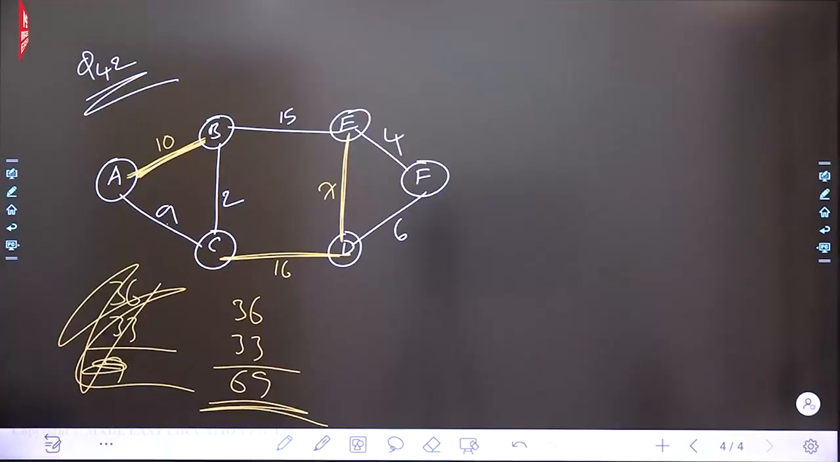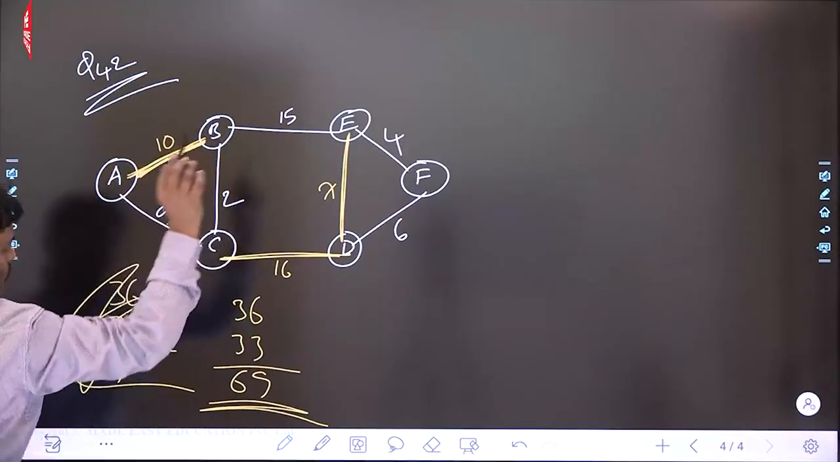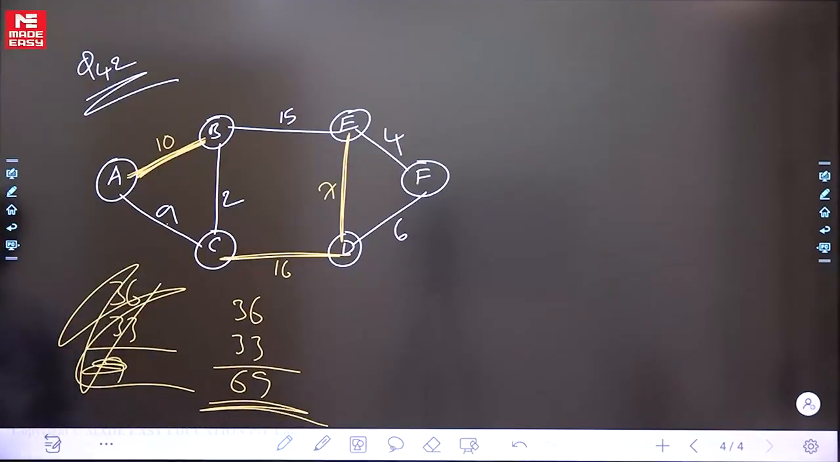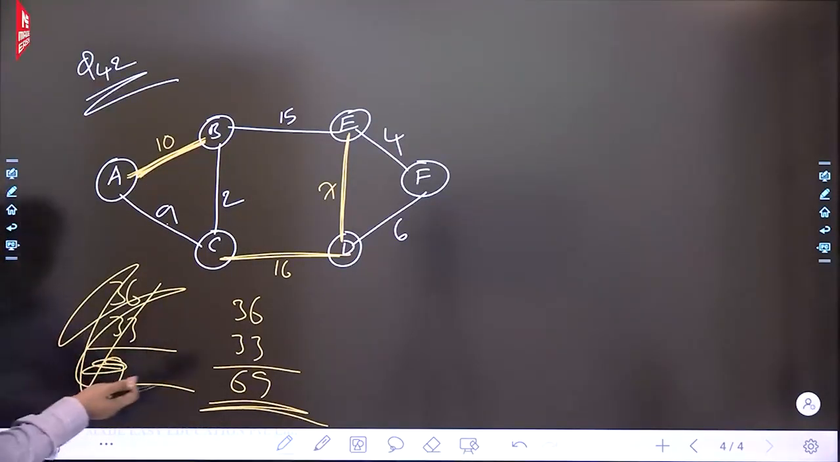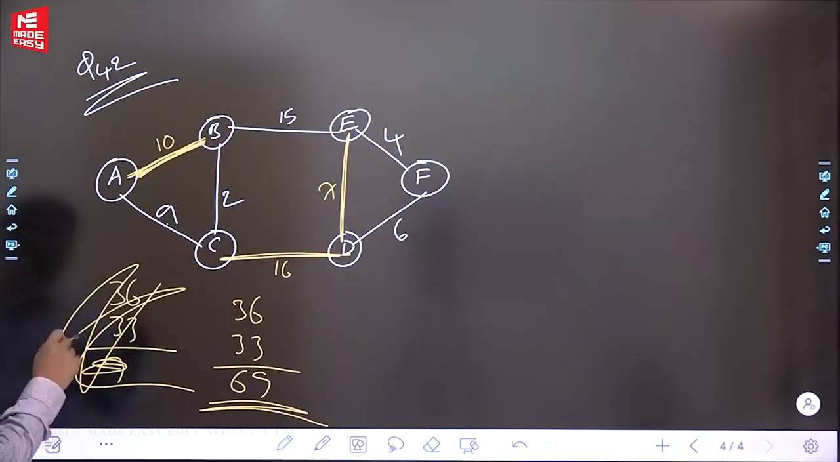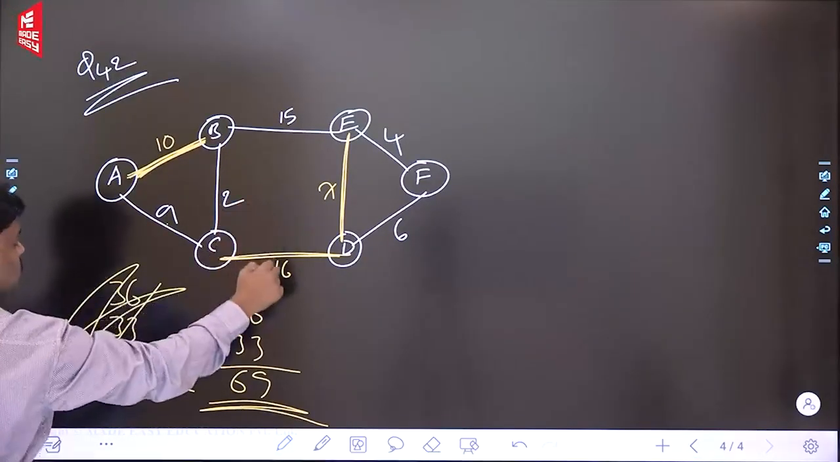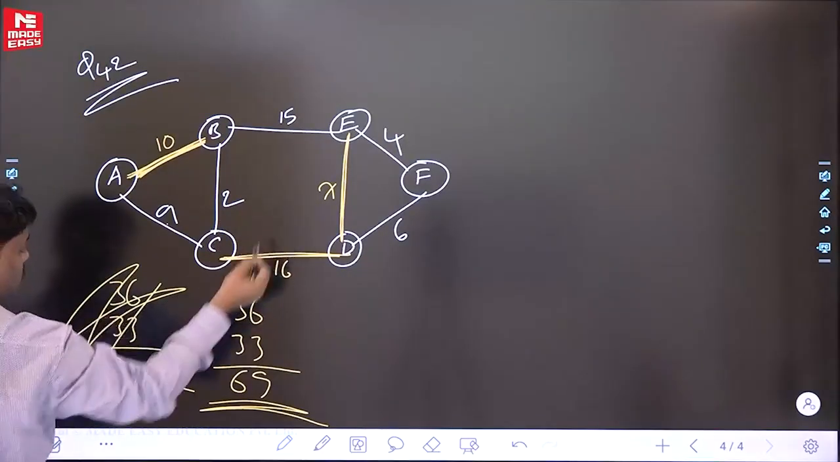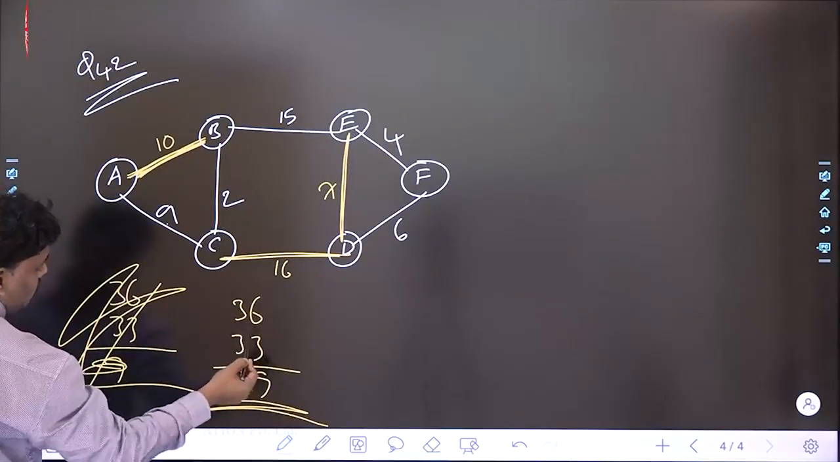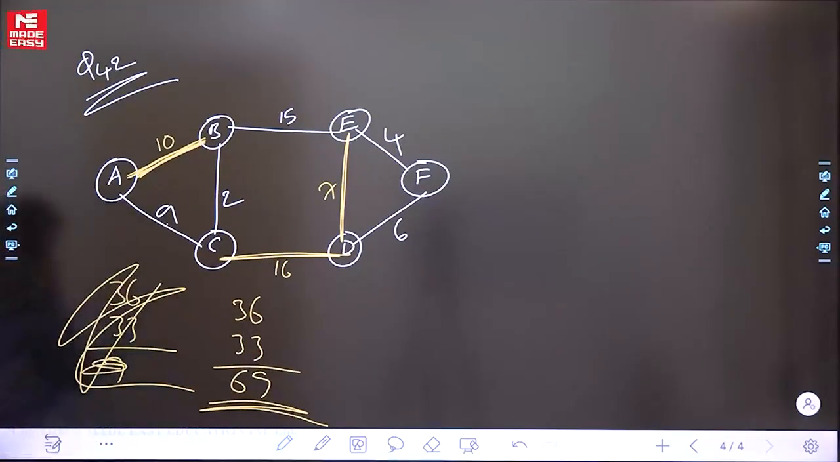Question number 42. All the 8 edges, total sum they are asking. How much? 69. Is it a minimum or maximum? Minimum. It is a minimum value of the sum of all these edge weights. What is the answer? 69. 36 is already existing. One more 33 extra came. Who are those? 10 plus 7 plus 16. 10 plus 7, 17. 17 plus 16, 33. So 36 plus 33, which will go to 69.